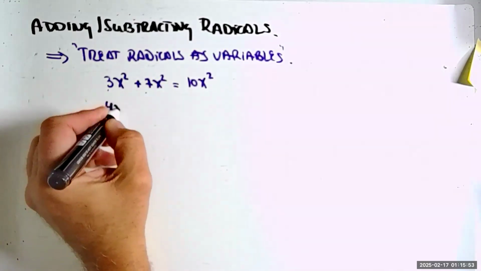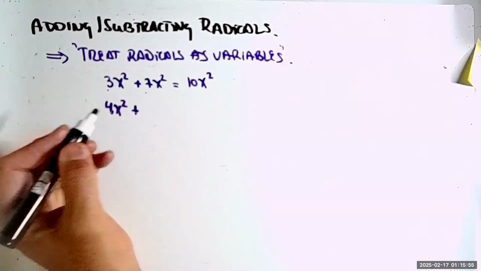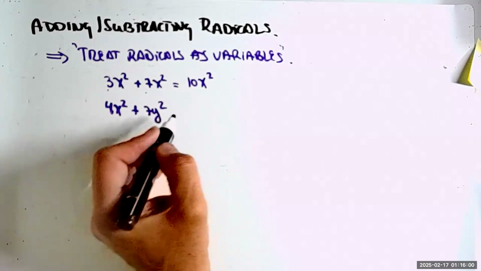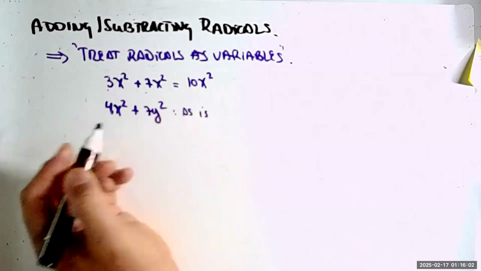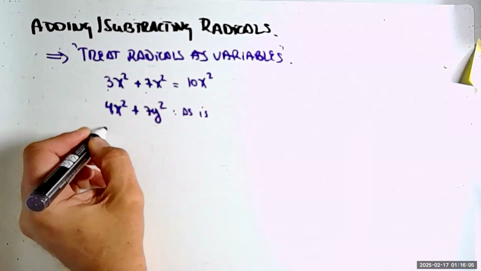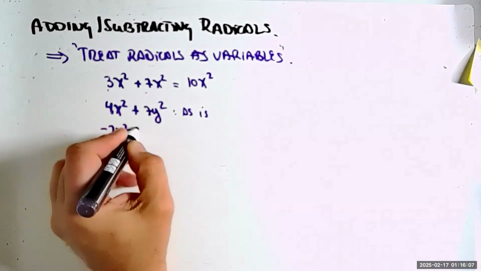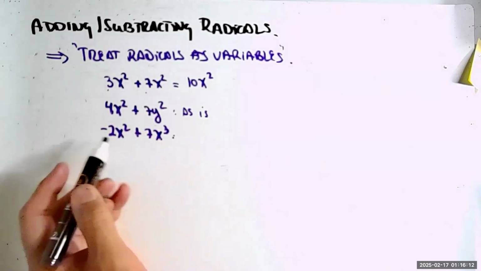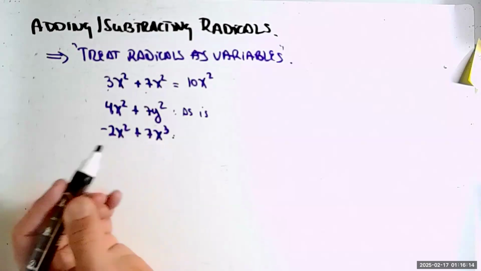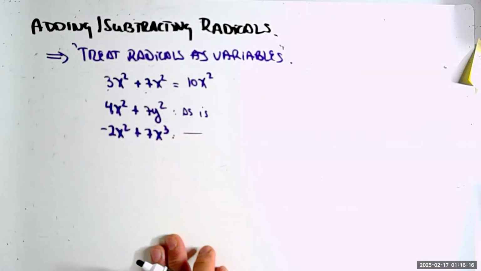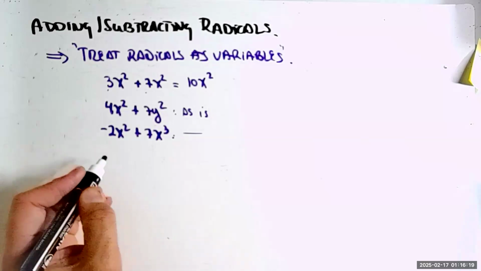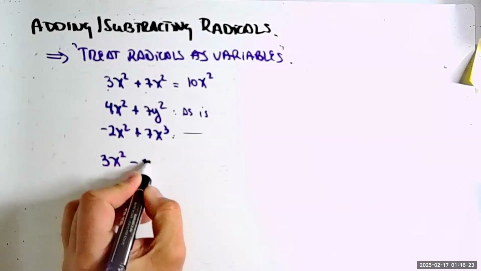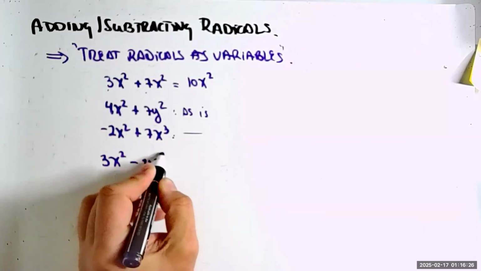If I have 4x squared plus 7y squared, these are not like terms, so we leave it as is. Same thing if I have negative 2x squared plus 7x cubed, we leave it as is. These are not like terms. This is squared, this is cubed, so we leave it as is. We cannot combine that.